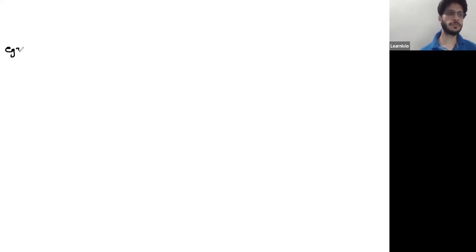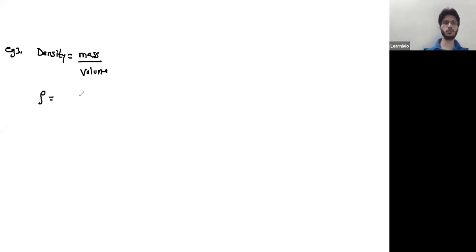Just one more example. Let's take density. When we write density, density is the ratio of mass and volume. We represent density by rho. We represent mass with M1 and volume with L cubed. So the density is simply M1 L minus 3. This is the dimension.